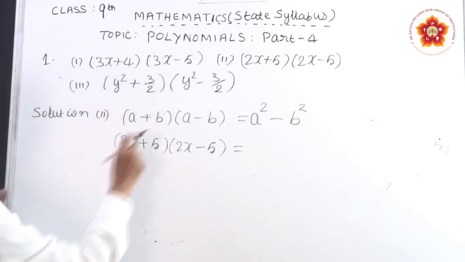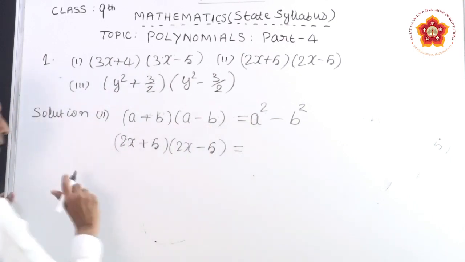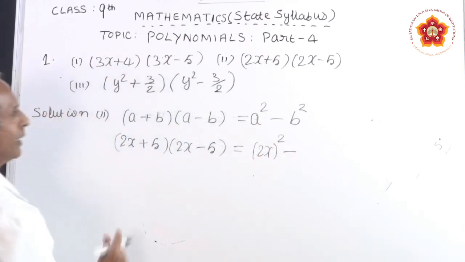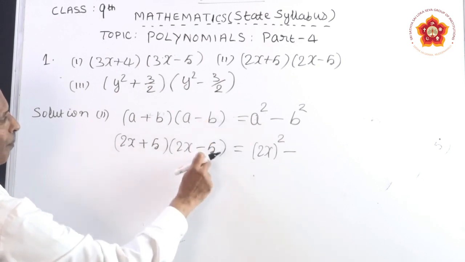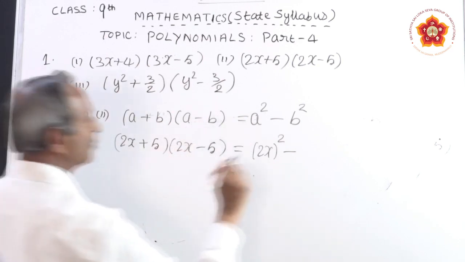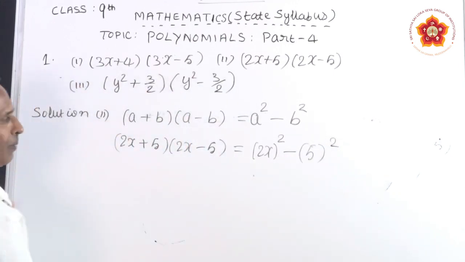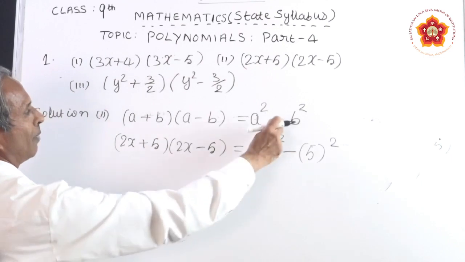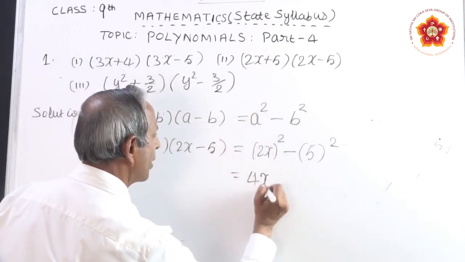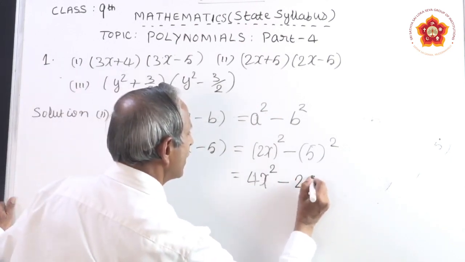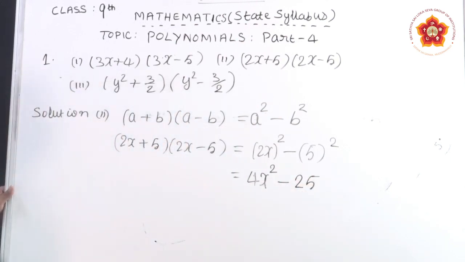Wherever a is there, substitute 2x, and you will get (2x) whole square. The negative sign, write as it is. In the place of b, substitute 5. Now simplify: 2 square means 4, so you get 4x square, and 5 square means 25. Therefore, the solution for the second problem is 4x square minus 25.